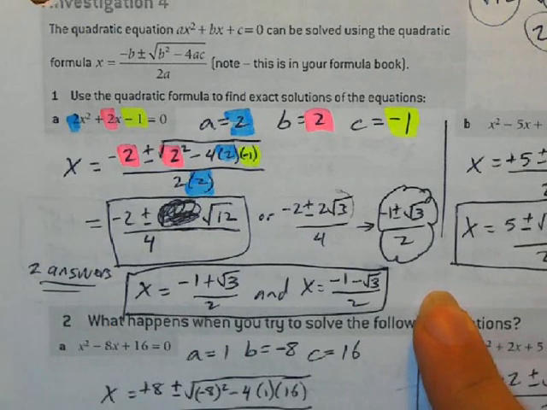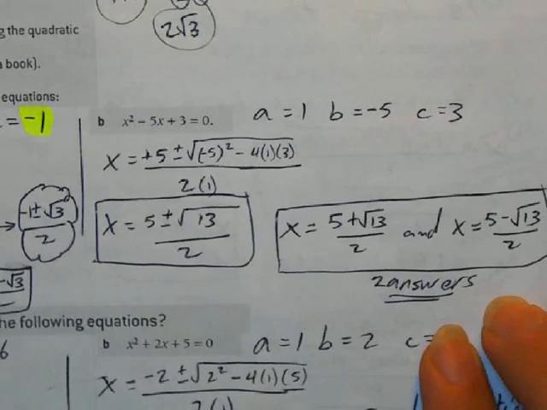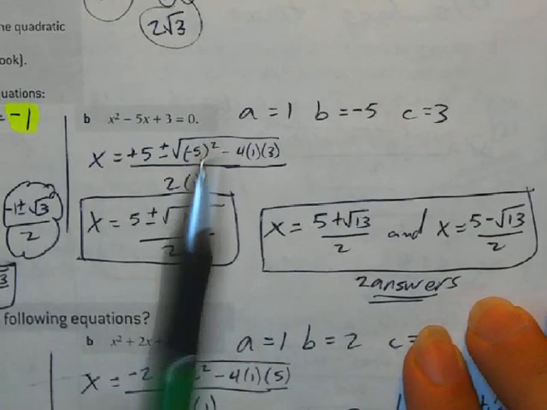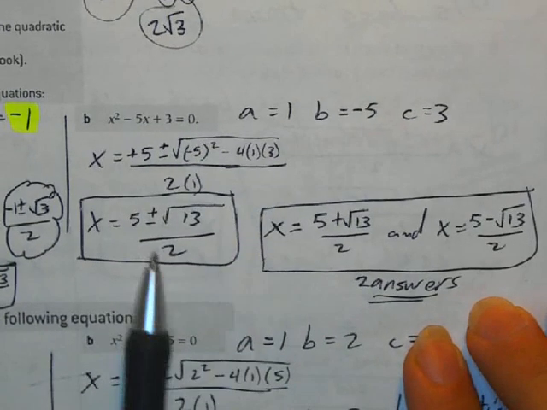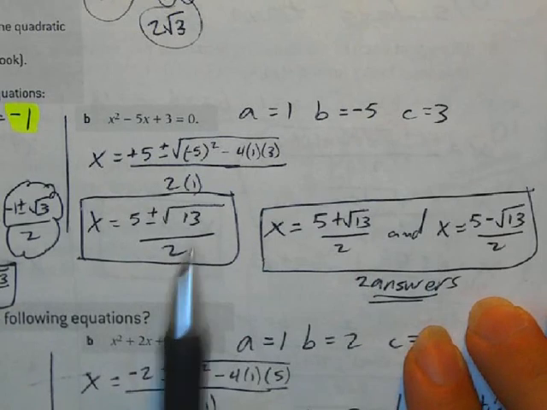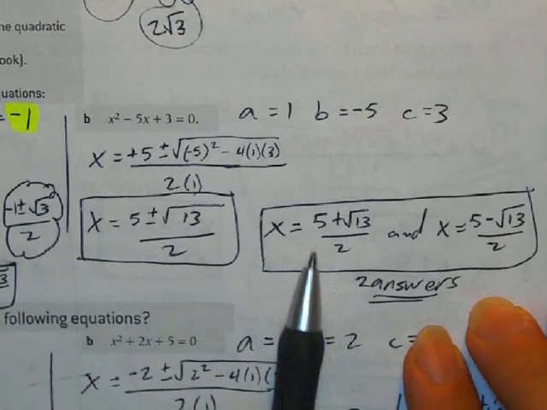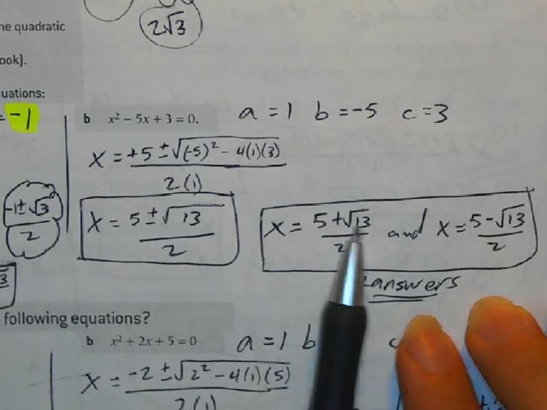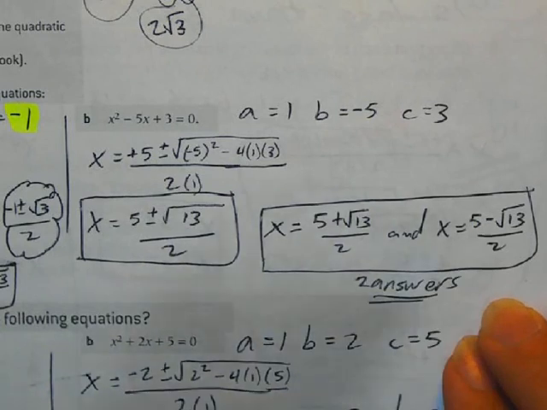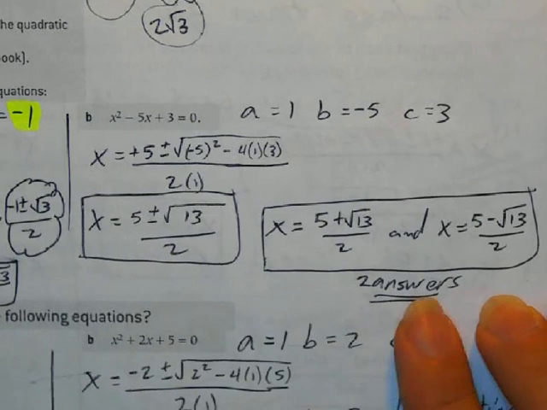Okay, question B, same sort of thing. I plug in the a value, the b value, and the c value, and it simplifies, and we've got our two answers: plus radical 13 and minus radical 13, over 3. We have two answers. You might want to hit pause.